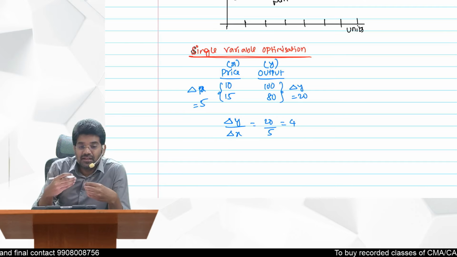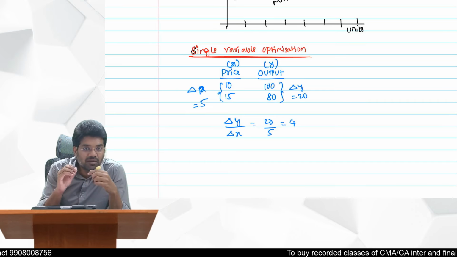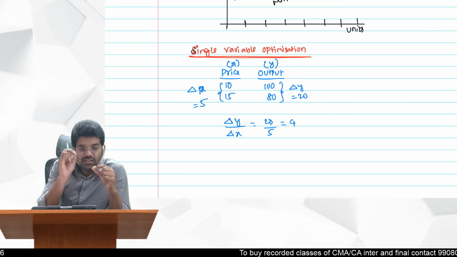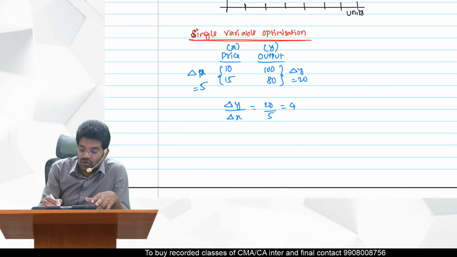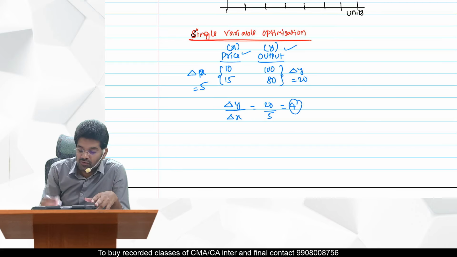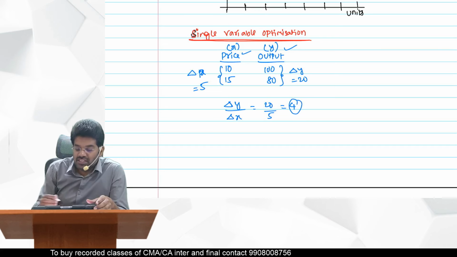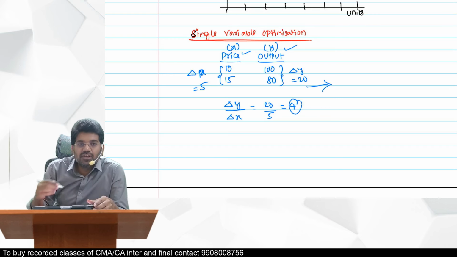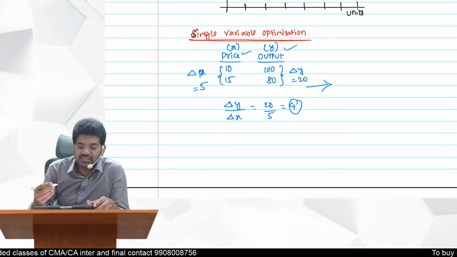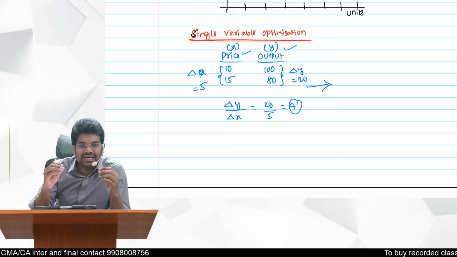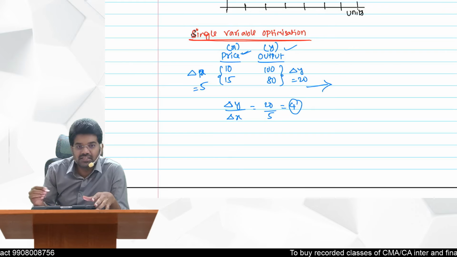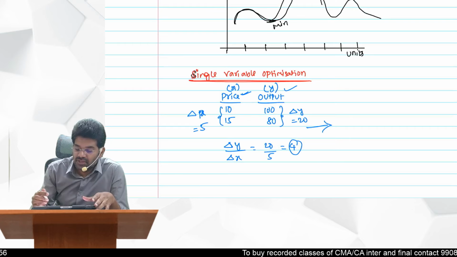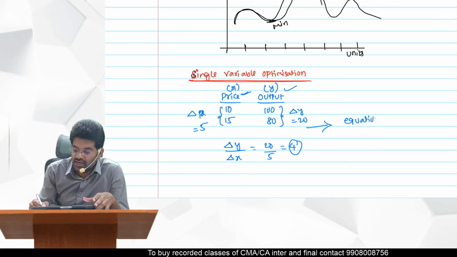I am explaining the logic of the formulas of differentiation. So this change in output with respect to price, how much did we get? 4. Now this we need to write in the form of an equation first. Whenever you want to do single variable optimization, this single variable only I have taken. What is the single variable here? Price. Now if I want to write this in the form of an equation, how can I write?